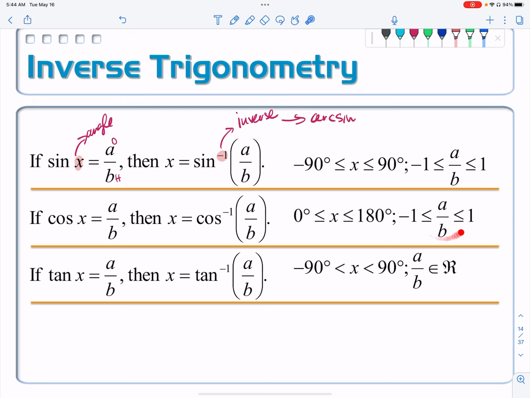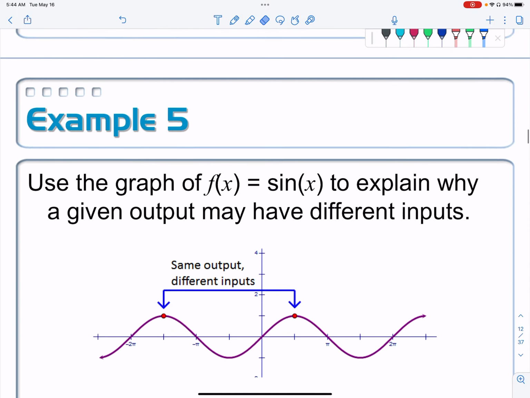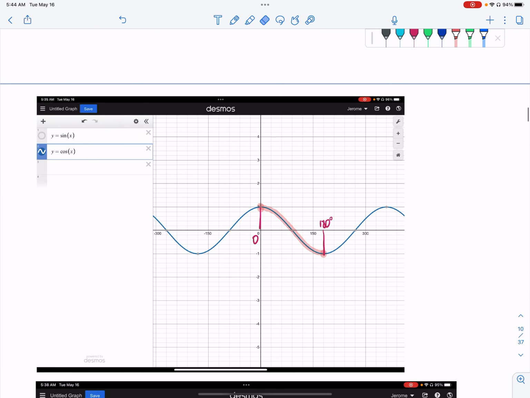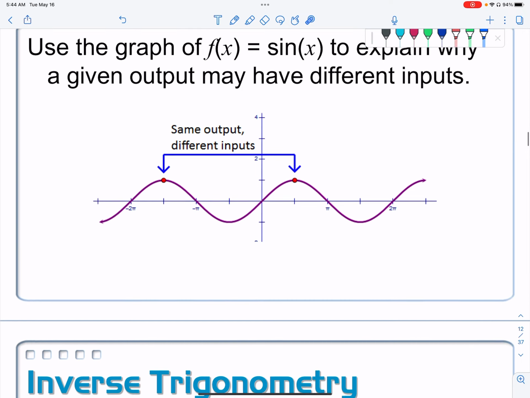Notice that the ratio here is also bound between negative 1 and positive 1, and we can see that also on the graph for cosine. We can see right up here up top, this is the number 1, and down here is negative 1, and it's locked in just like sine was locked in.